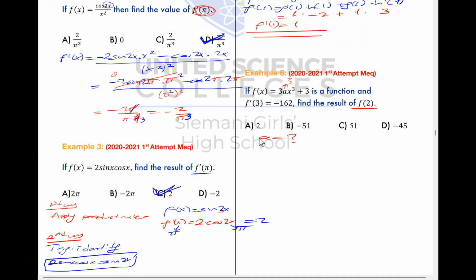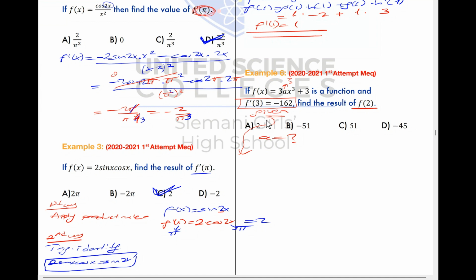So how am I going to find the unknown? By using the given. When there is an unknown, you always use the given to find the unknown. It is not given in vain, right? It has a purpose. So we are going to find f prime, then substitute 3 for x and equalize the result to negative 162. That's what I do when I use the given.